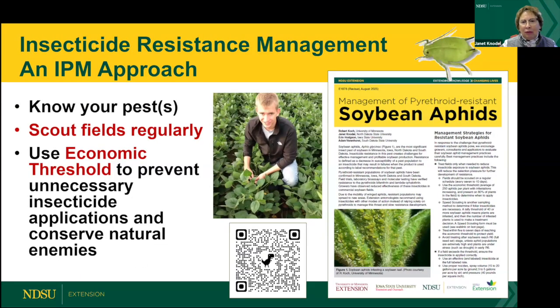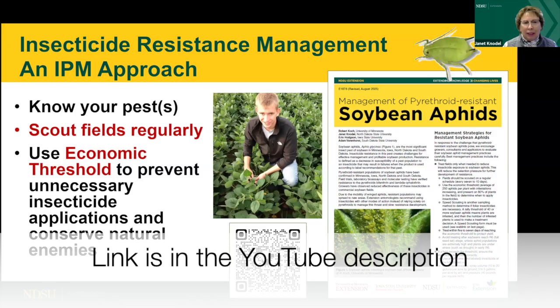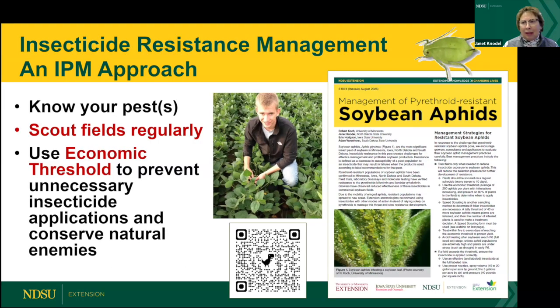Now, we do have pyrethroid resistant soybean aphids. It's very prevalent, especially in the eastern part of the state. And again, we can manage this. First, you just need to know your pest, its biology, and scout those fields regularly. And then use the thresholds. They're developed with years of research from multiple states and a variety of different situations. So we just need to use those insecticides only when necessary, and conserve those natural enemies which are out there working for us and controlling soybean aphid.